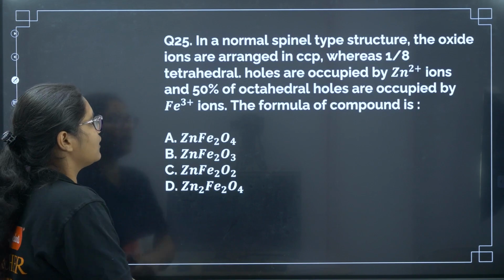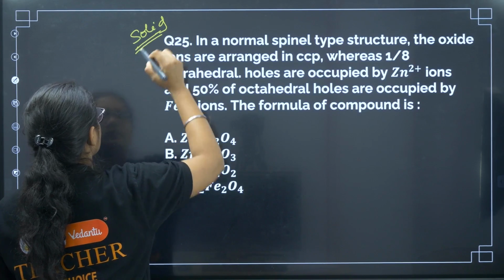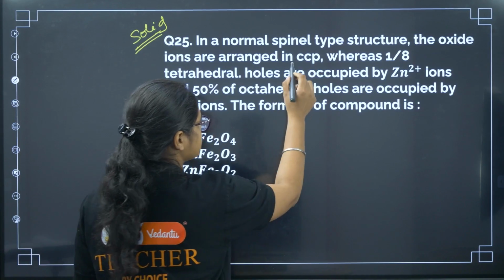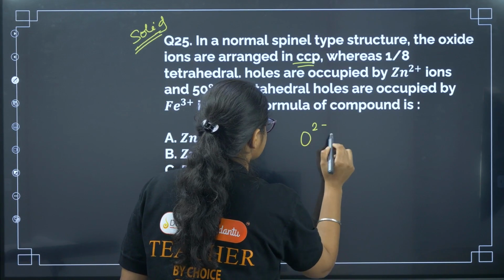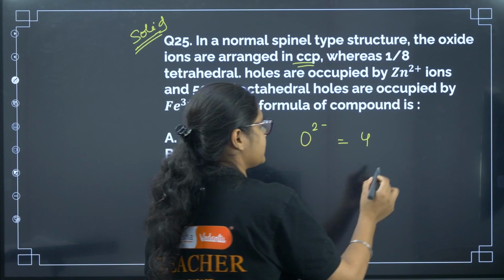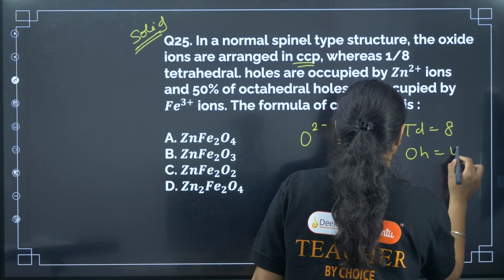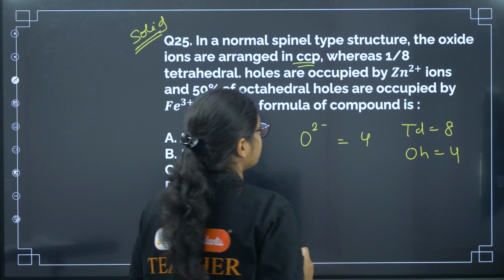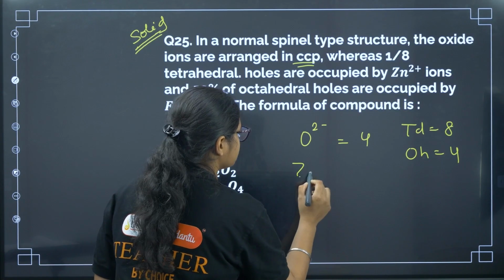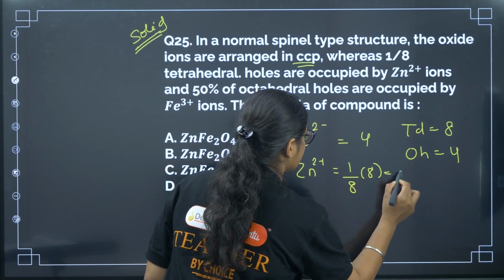Okay, next question. This question is also from your deleted topic, the solids chapter. In a normal spinel type structure, the oxide ions are arranged in a CCP structure. For a CCP structure, the number of atoms is 4. If the number of atoms is 4, then tetrahedral voids will be 8 and octahedral voids will be 4. Now 1/8 of the tetrahedral voids are occupied by Zn2 plus. So Zn2 plus will be 1/8 of 8, that is equal to 1.